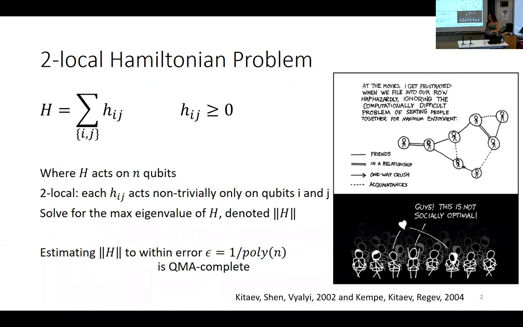We're going to be looking for the maximum eigenvalue, which is essentially the same problem as looking for the ground state if you're a physicist or a chemist. But we're looking for the maximum because it makes some of the math easier to write down. It turns out that this problem is difficult in the sense that estimating it to within polynomial error is QMA complete, which means that we don't expect to be able to solve it efficiently.